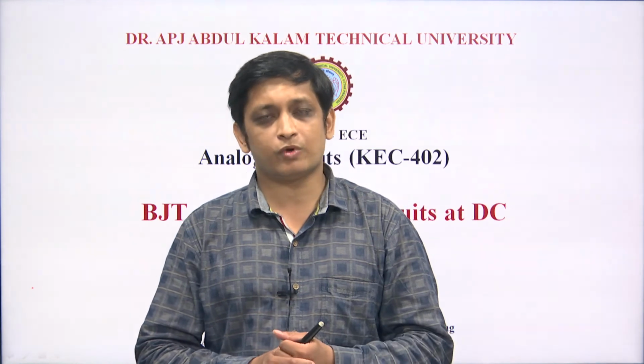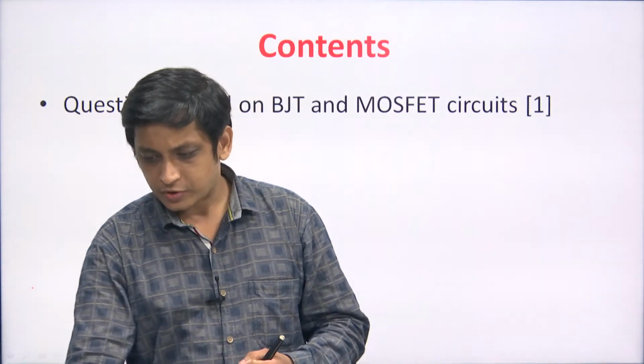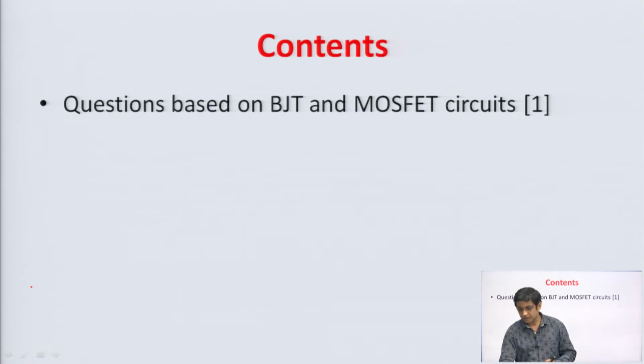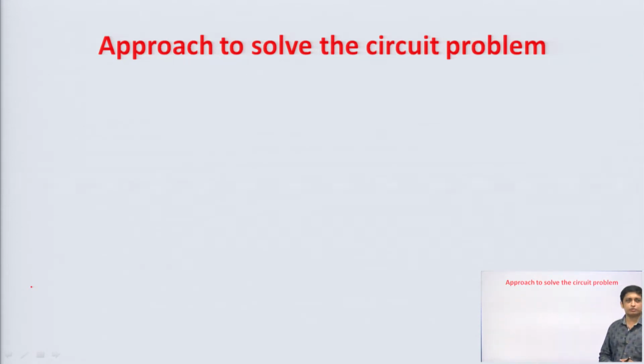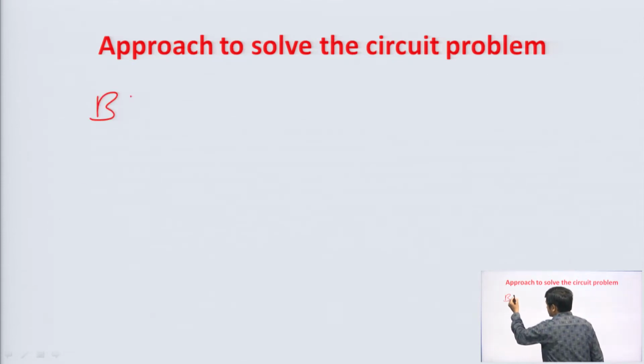and MOSFET. So, before this class from lecture 1 to lecture 9, you can see that I have already discussed about BJT and MOSFET, biasing techniques, small signal modeling, then the different configurations of BJT and MOSFET. So, we will discuss some questions based on BJT and MOSFET circuits. So, the first thing is, what is the approach to solve the circuit problem? So, the approach is similar for BJT and MOSFET. Let us start with bipolar junction transistor.